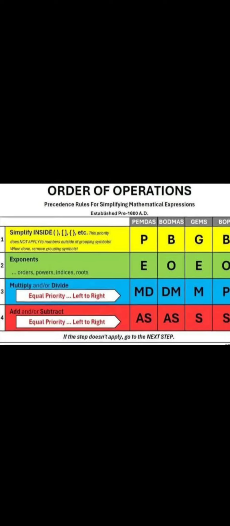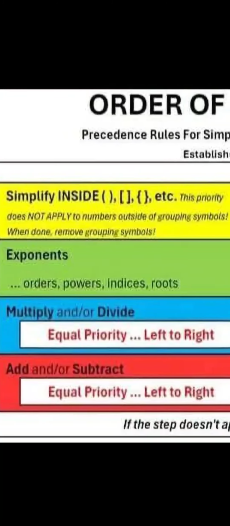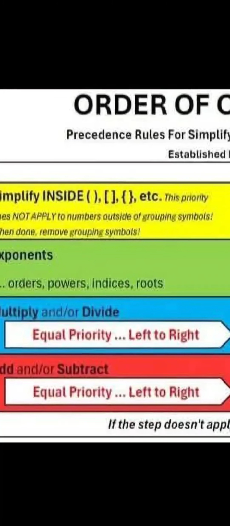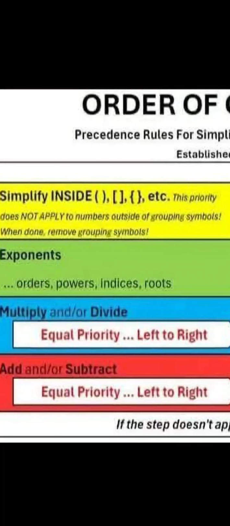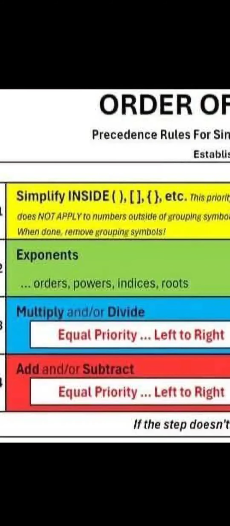The first step, and let me zoom in here a little bit, simplify inside of your parentheses or brackets. This priority does not apply to numbers outside of the grouping symbols either. Now, this problem that we're looking at does not involve implicit multiplication, but that's a whole other argument. The second step would be your exponents, also known as orders, powers, indices, roots. Could also be factorials, anything basically that is a shorthand for repeated multiplication.